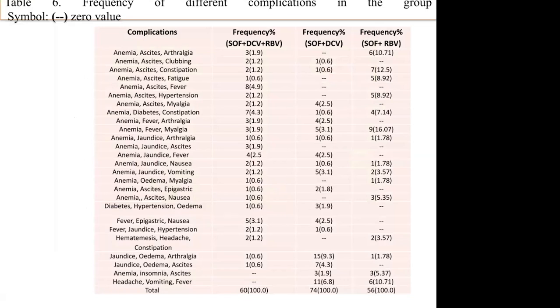Okay, sir. Here are the complications in the various treatment groups. We can see that the maximum number of complications were seen in those groups, particularly in group 2, declatacey and ribavirin, and the group 3 patients who received sofosbuvir and ribavirin. Here's the complete summary, and the complications were anemia, ascites, and arthralgias.